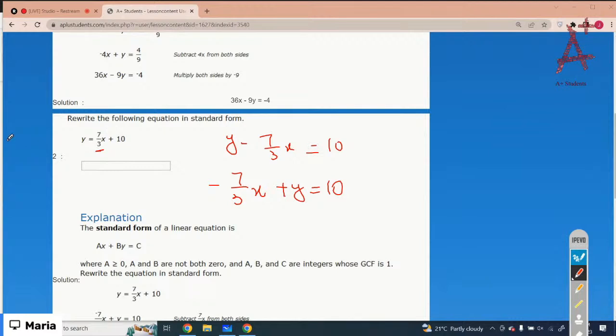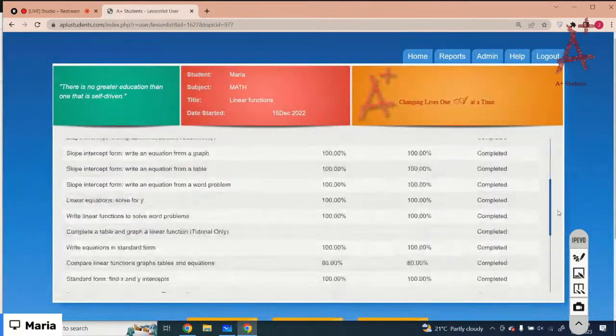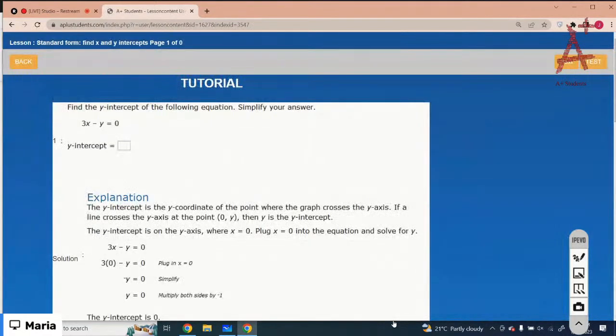Okay, let's just see what are the x-intercept and the y-intercept in the standard form. Find the x-intercept and the y-intercept of the equation. So basically, first just understand the concept. The x-intercept means the point where the graph is touching the x-axis.